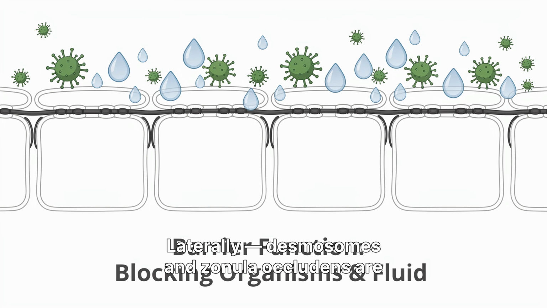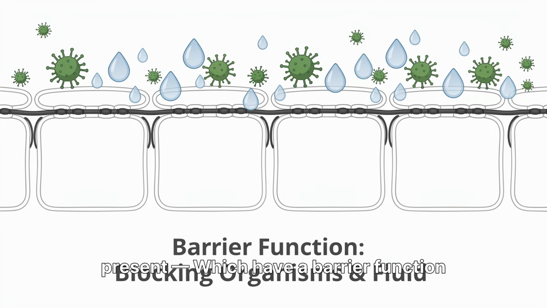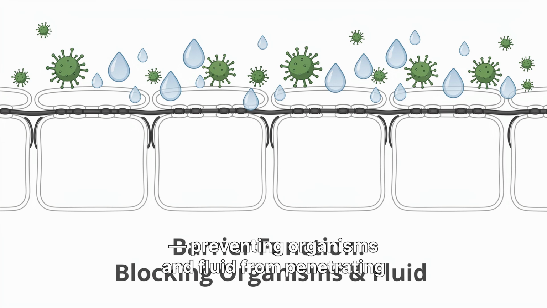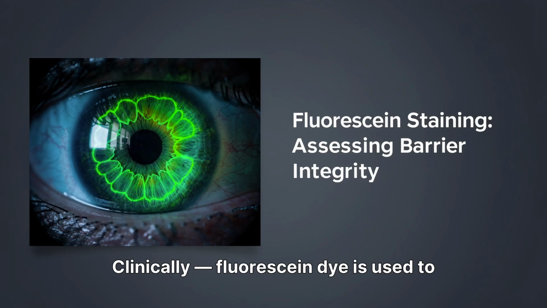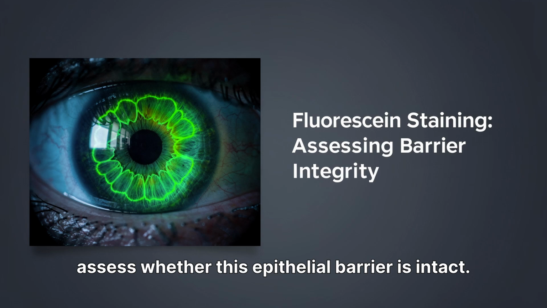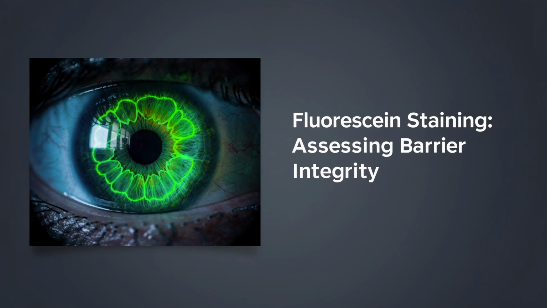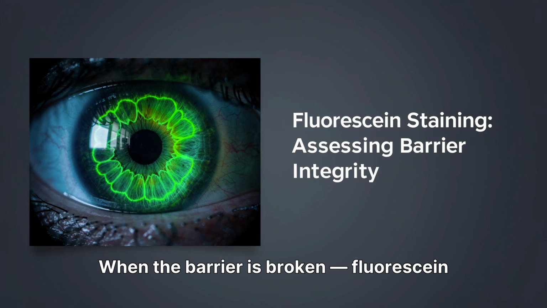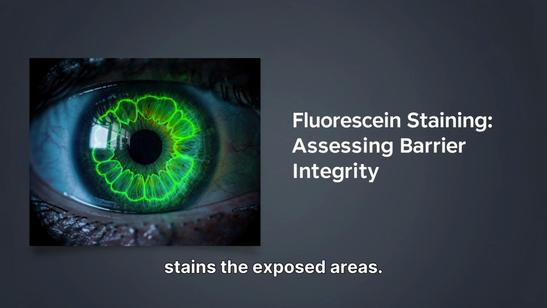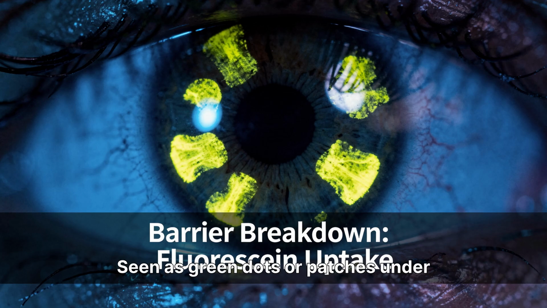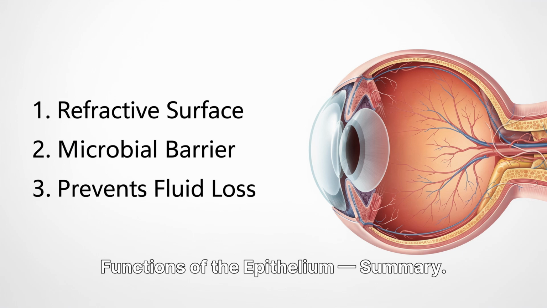Laterally, desmosomes and zonula occludens are present, which have a barrier function, preventing organisms and fluid from penetrating inward. Clinically, fluorescein dye is used to assess whether this epithelial barrier is intact. When the barrier is broken, fluorescein stains the exposed areas, seen as green dots or patches under cobalt blue light on the slit lamp. Functions of the epithelium.